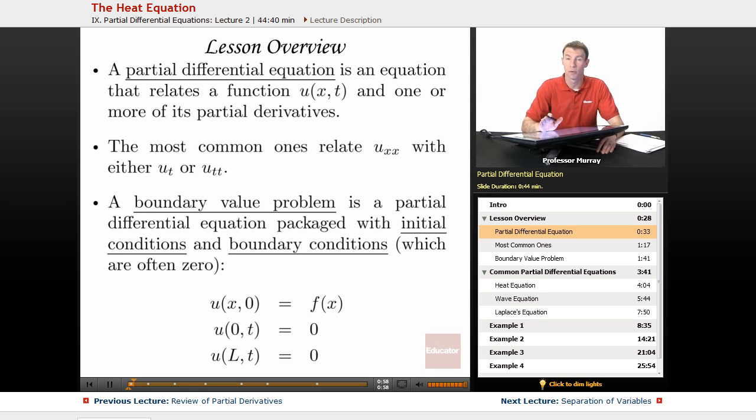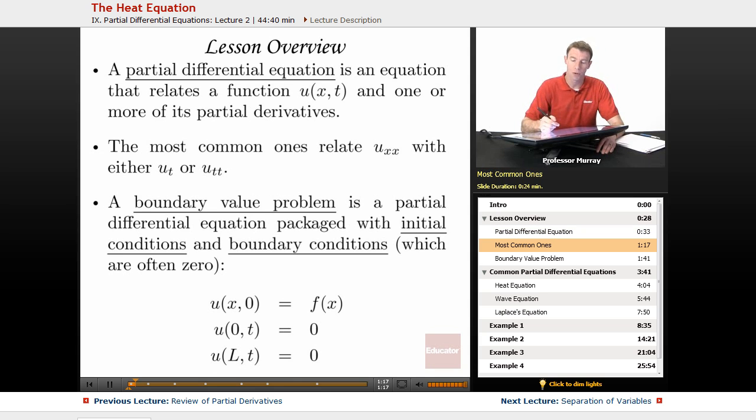If you're not comfortable with partial derivatives, maybe go back and watch the previous lecture here in the Differential Equations lecture series. I've got a long review of partial derivatives. If that lecture isn't enough, then you might want to go back and watch the videos from multivariable calculus, where they really do partial derivatives in more detail.